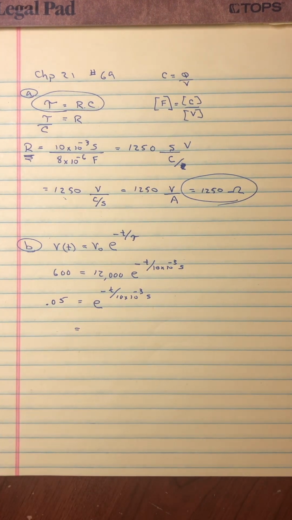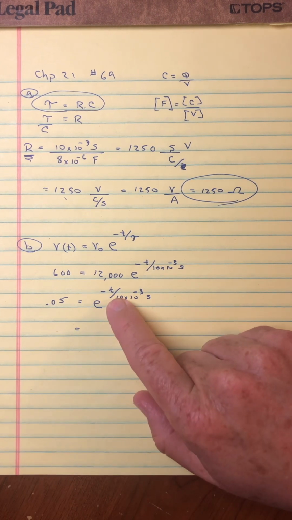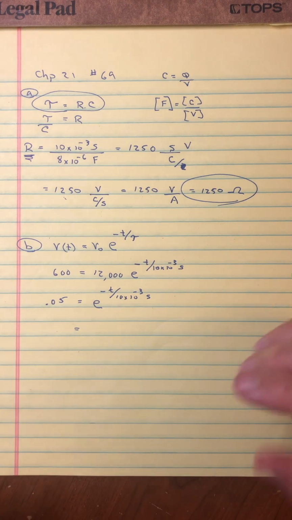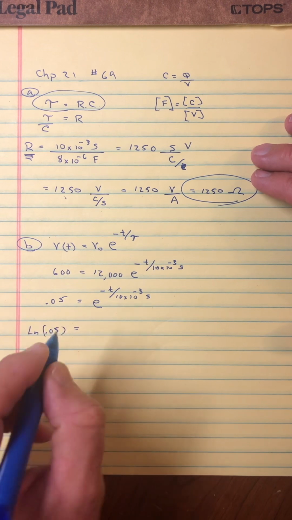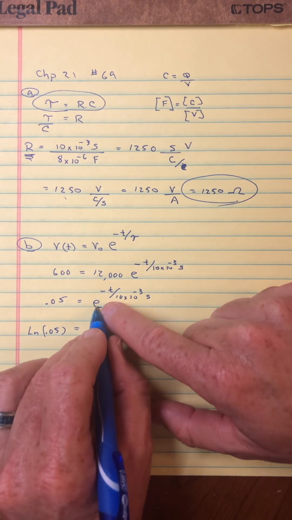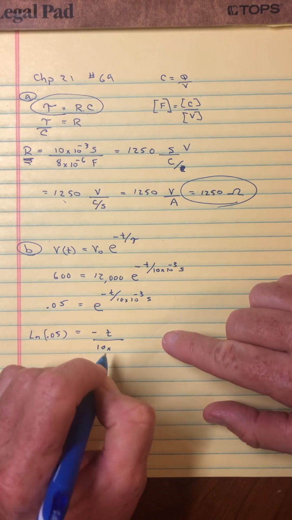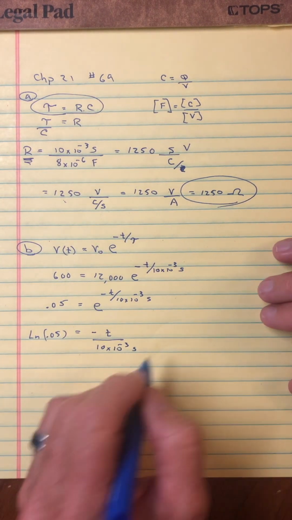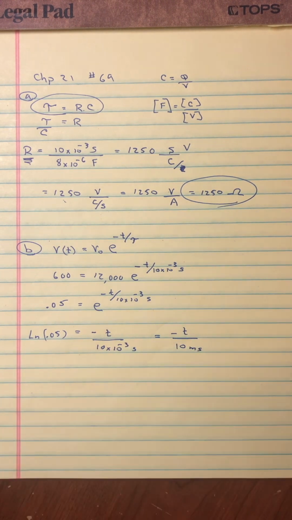And maybe it was good we were talking about our pre-calculus, because then to solve for this time, I've got to get out of the exponent. And to do that, I have to apply a natural log to both sides. So this would be the natural log of 0.05. And the natural log here undoes the exponent, so this would be a negative t over the 10 microseconds. In fact, I'm going to just go minus 10 and leave it as 10 microseconds. That way my answer will be in microseconds.